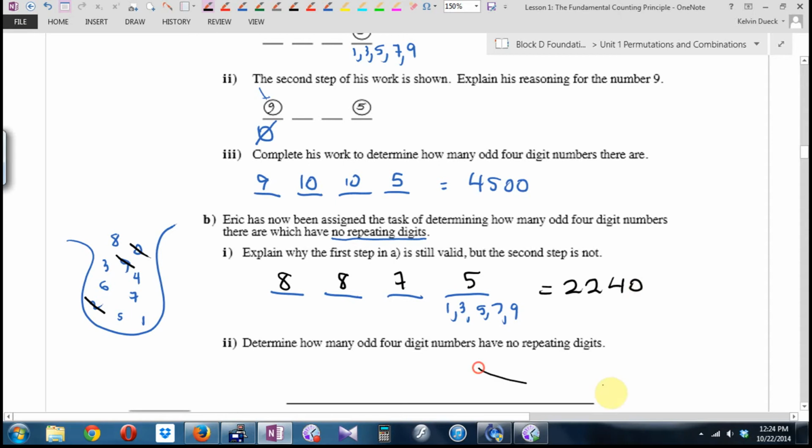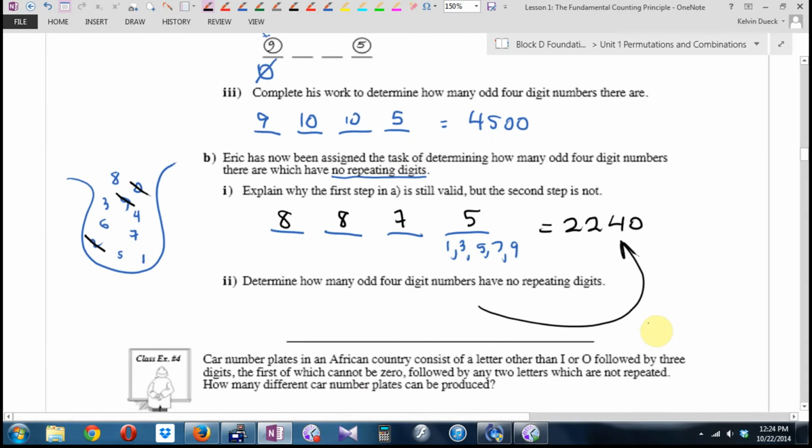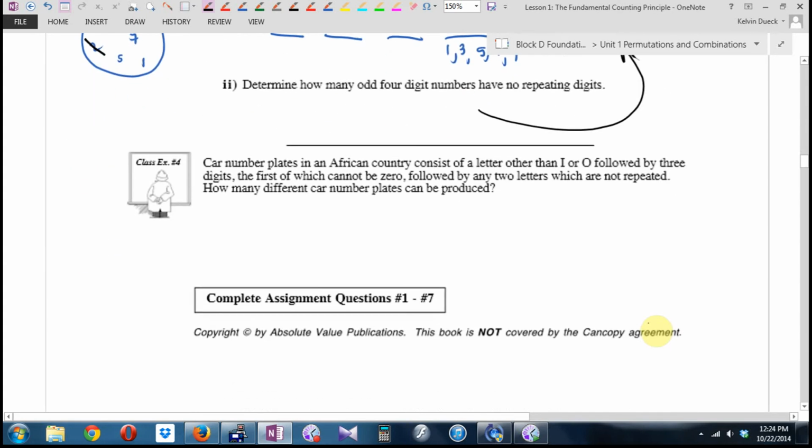So 2 says determine, there's the answer. This is where it's going to get a little trickier. By the way, I like this question. A classic, easy question for me to test the fundamental counting principle is to say, hey, how many odd 3-digit numbers are there? How many odd 5-digit numbers are there? How many odd 5-digit numbers are there if you're not allowed to repeat numbers? There's a great part A, part B, part C. License plates.